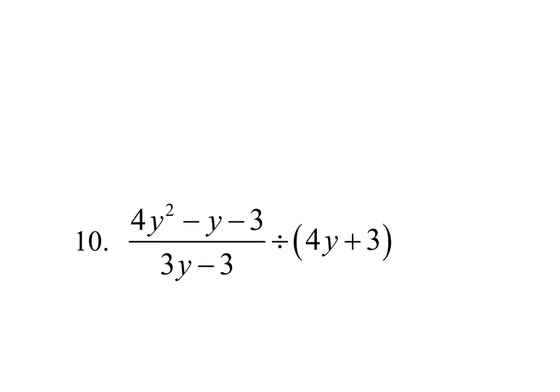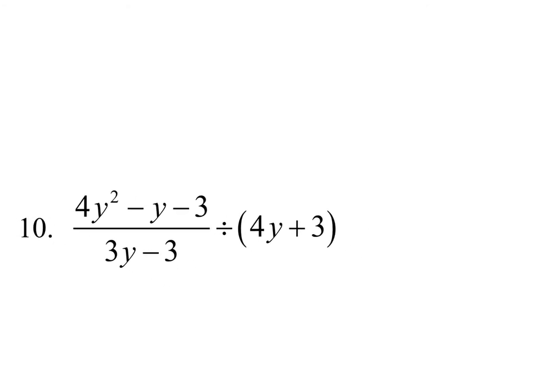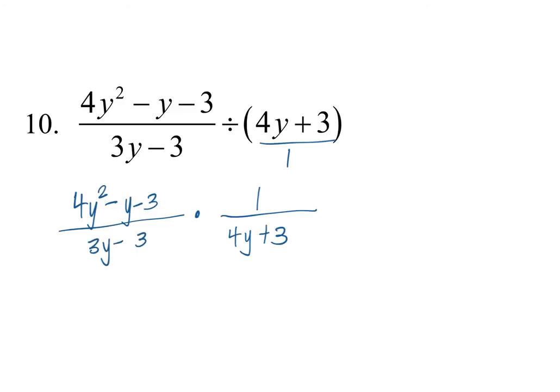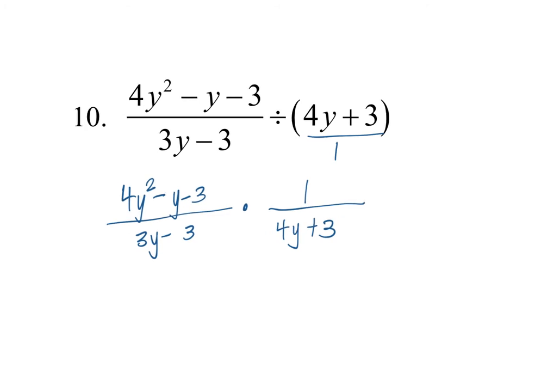So number 10, it's a lot like number 9, except, I mean, we do need to view that 4y plus 3 as being over 1. The only thing is, this is a division problem, so you need to rewrite it and flip that 4y plus 3 over 1 to say 1 over 4y plus 3, like this. So once you're here, we're really worried about factoring that trinomial. Well, I mean, we need to see if everything factors.